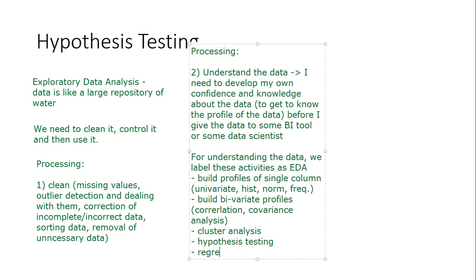You can say regression, or just scatter plots or line fitting, to understand the trend, which is also related with this bivariate profile when you develop the correlation analysis. So these are some of the activities. There might be more. I'm sure I'm not up to date with this, but I think these are some of the basic activities we need to build the profile of your data.